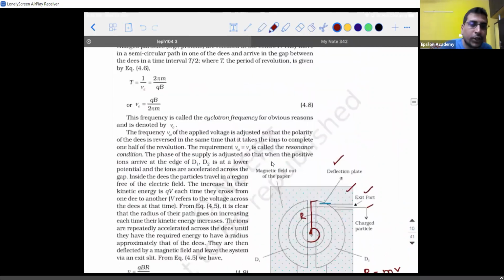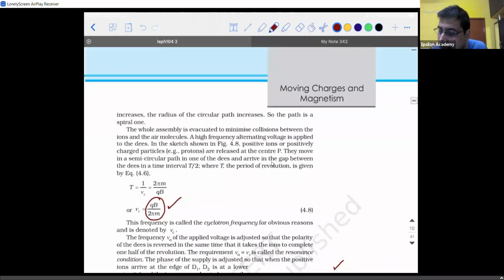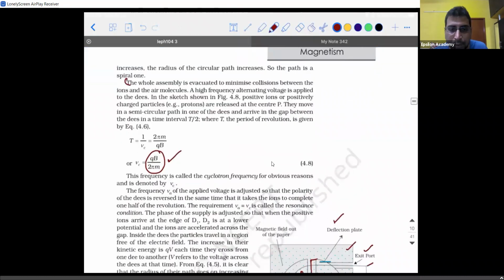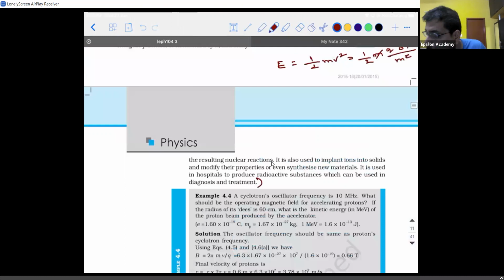And this value I would have already told to you. Frequency is equal to qB divided by 2 pi m, which is also called the cyclotron frequency. Yesterday itself I would have told you. Okay. That's it. So remaining story and all, I'm expecting you to read from your textbook on your own. I've explained the major part of it. Okay. You need to only revise it.